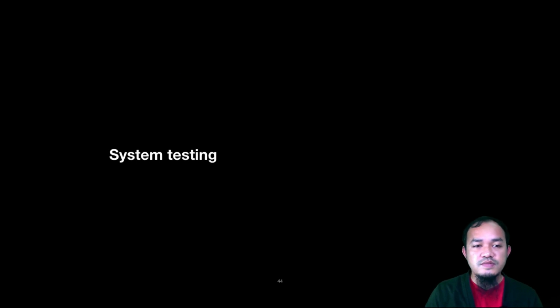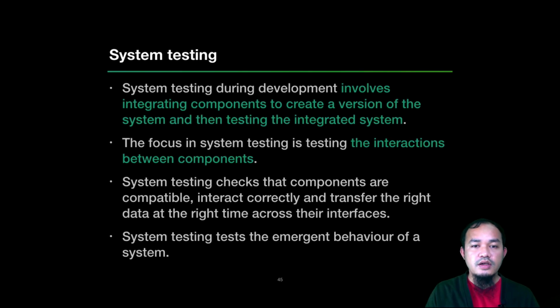System testing is about testing the whole system, whether the integrated system is working well or not. System testing during development involves integrating components to create a version of the system and then testing the integrated system. A system is composed of components, right? The component is composed of objects and classes inside. So all things together, all components merging or integrating, we call system testing.